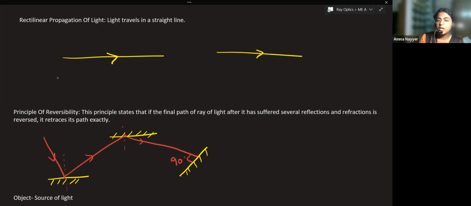So what happens? The ray retraces exactly the path which it had covered. Till here it will go. This principle is known as the principle of reversibility.